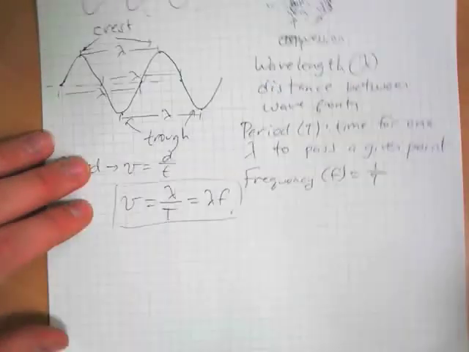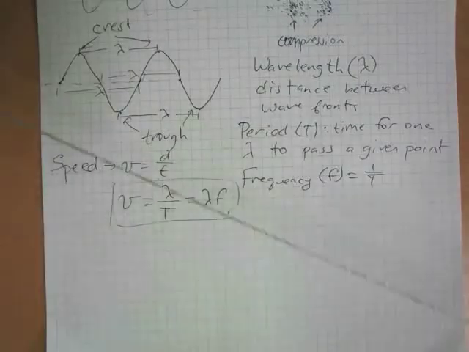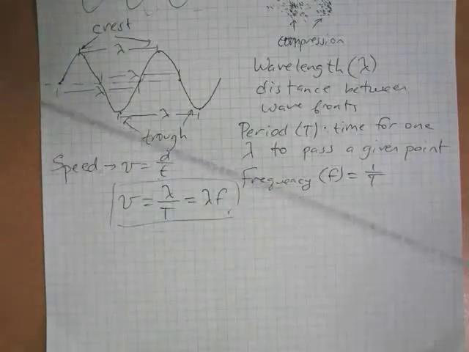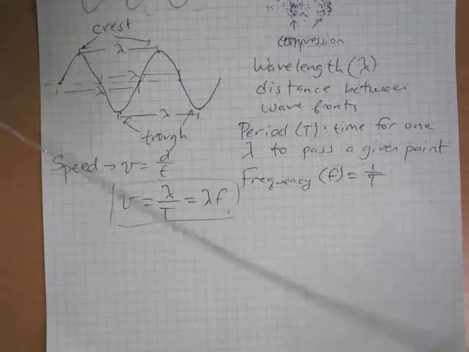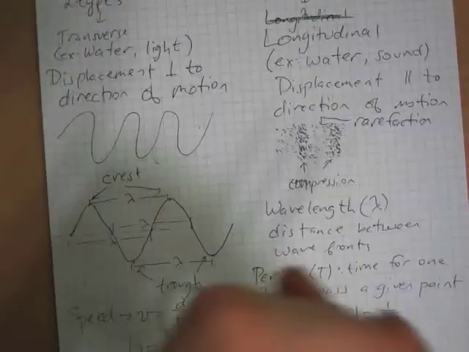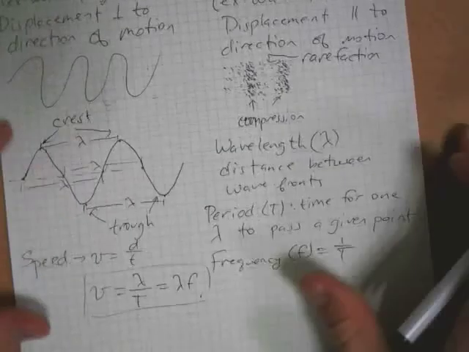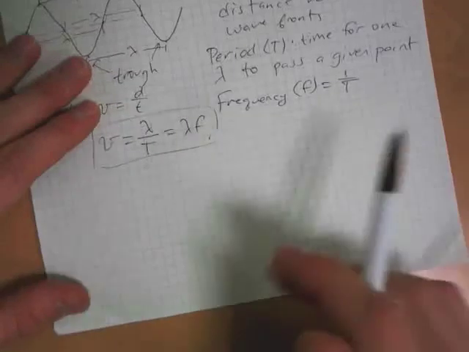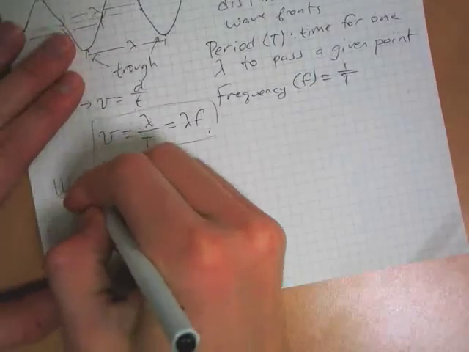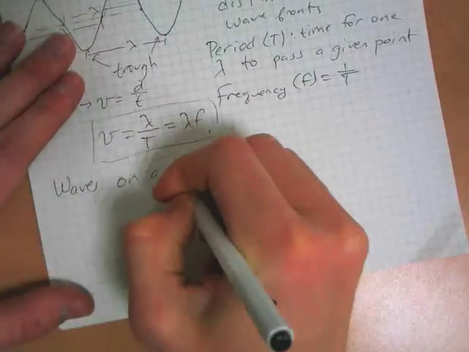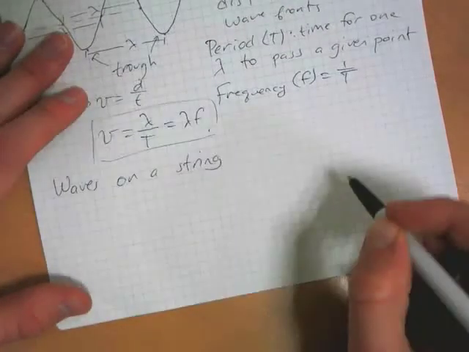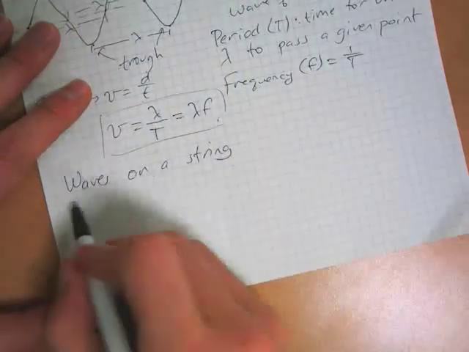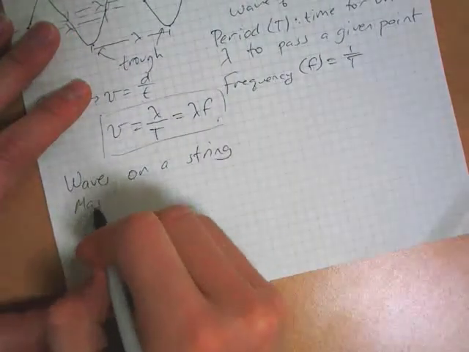Waves can also travel down a string. If you've got a string here, I can make a little vibration. I don't know if I can make a vibration slow enough that you can see it on the camera, but you can send a wave pulse down a string. And on a string, there are two things that are important: mass and tension.